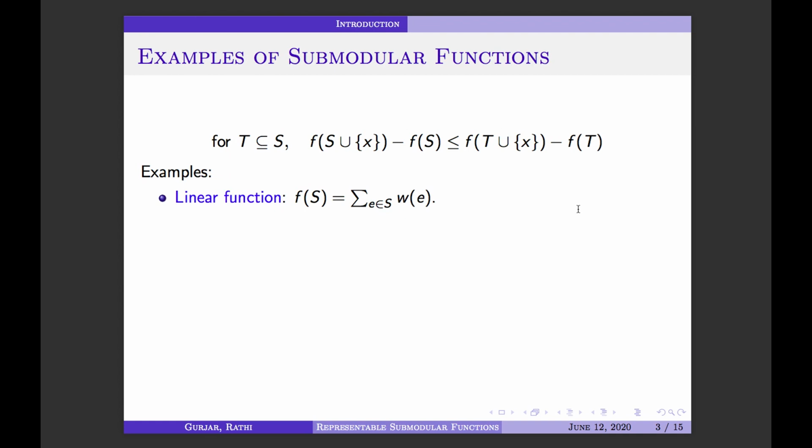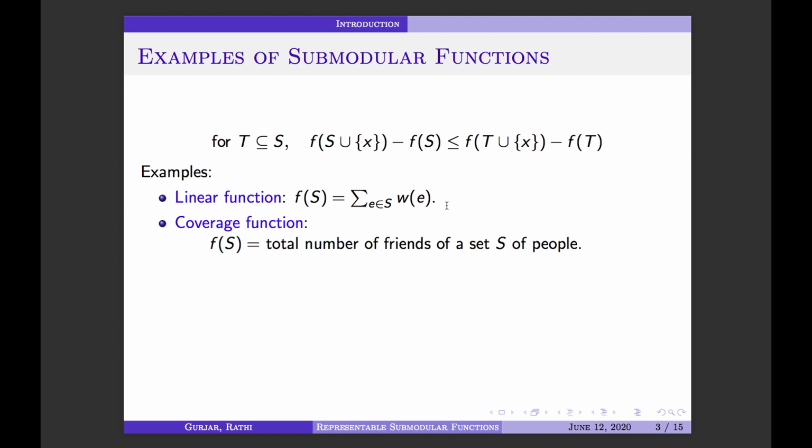So first, a very simple example is that of a linear function. Here, suppose every element e has a weight w_e, and define for any set S the function f of S to be simply the sum of these weights over all the elements in the set S. You can in fact see that this function satisfies this inequality with an equality. So it's a trivial example of a submodular function.